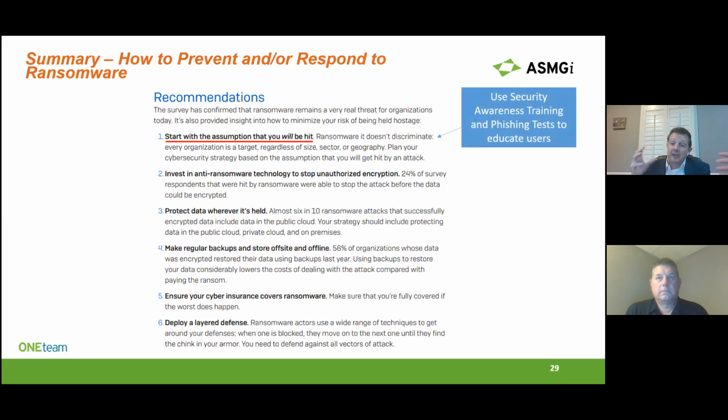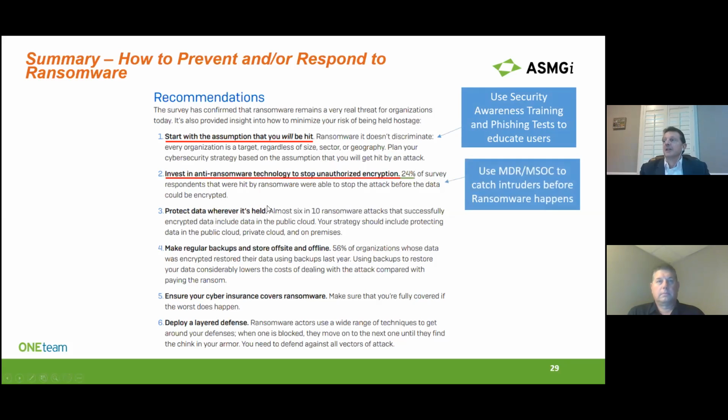And then the other thing, from a prevention standpoint, is just using security awareness to make sure you're not one of those 51% that does get it, right? Make sure that your users know not to click on links in emails, and put all those prevention techniques in place and educate your users. Invest in anti-ransomware technology to stop unauthorized encryption.